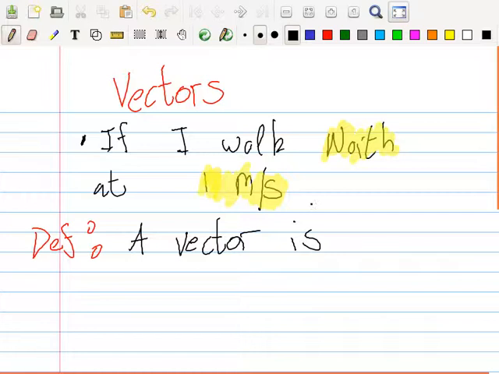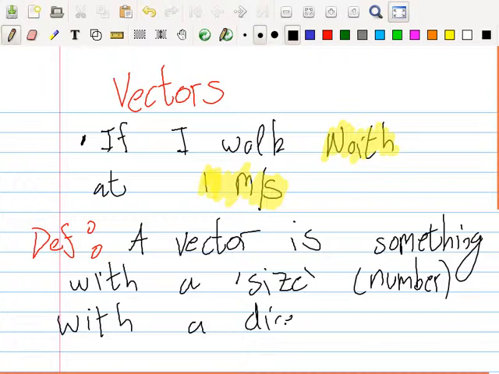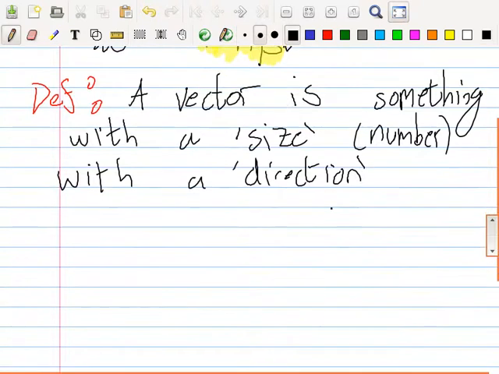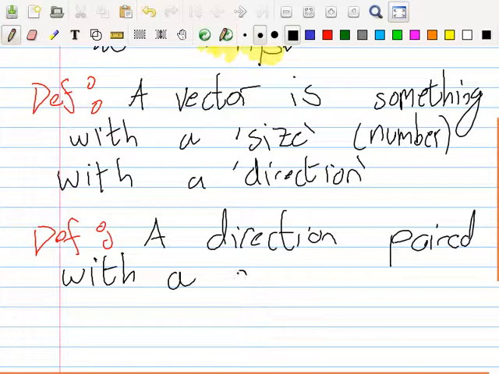Or if you want something simpler, a vector is something, now this is a more informal definition, something with a size. So what I mean by that, a number, with a direction. So that's kind of informal. So if I look here, I can see this is a vector because I have a number, a size, which is this, and a direction, which is this. Okay. So a direction paired with a scalar is a vector.